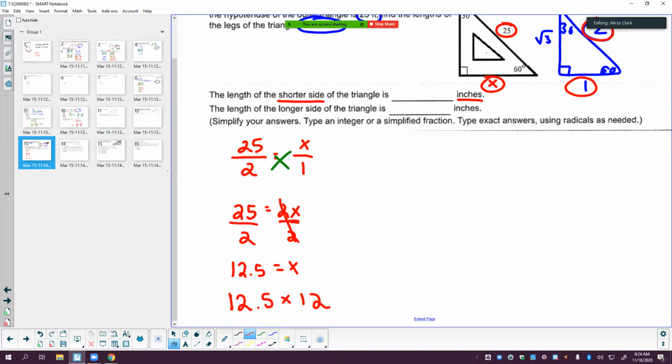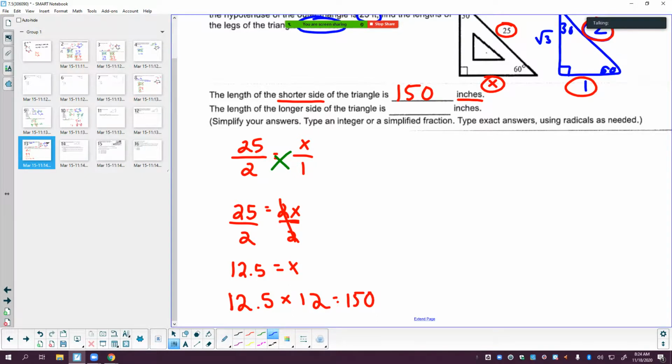It asks for it with no decimal, so we're going to round it here to 150. Or sorry, I had the wrong thing written out anyway. Forget what I said about the no decimal. There's no decimal because you multiply it by 12. So 12.5 times 12 gives you 150 inches.